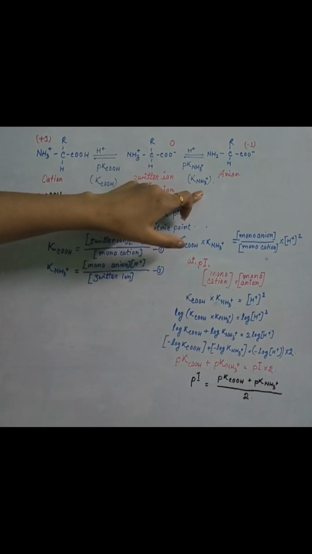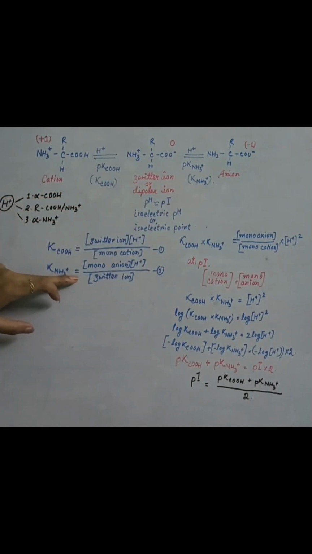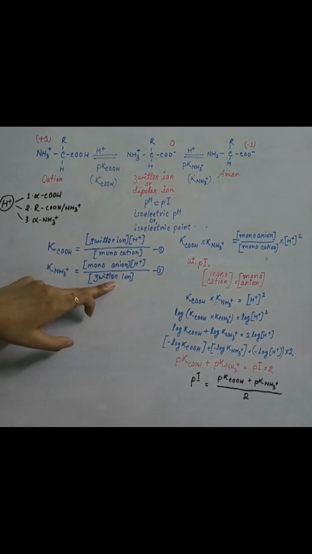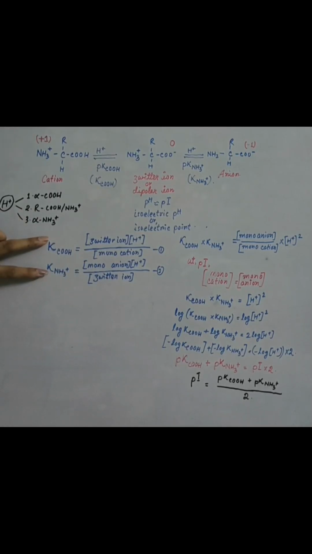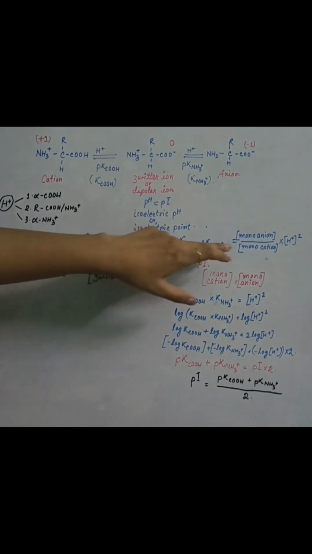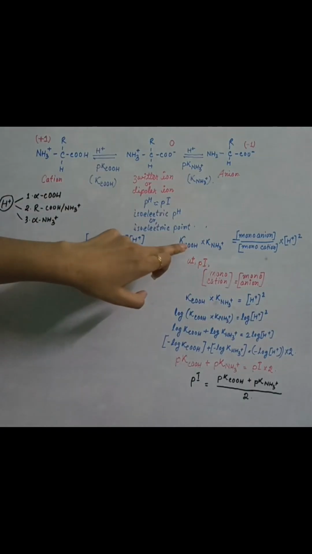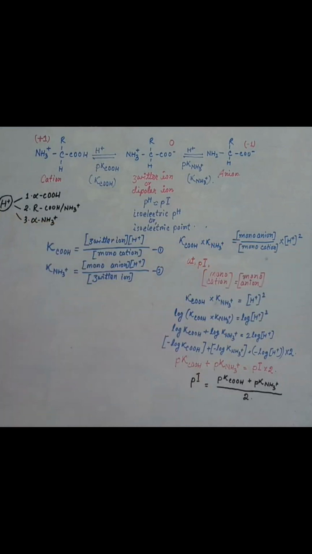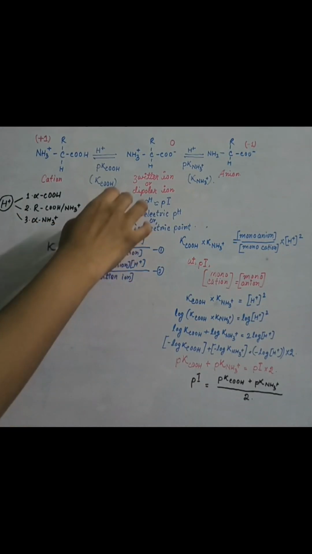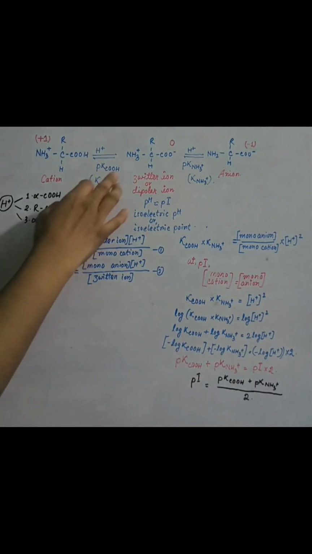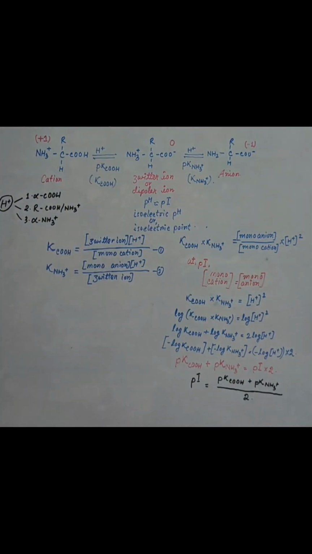Again, for the KNH3 plus, we get the monoanion and H plus as the products, and the zwitterion is the substrate here. Now these are the two equations we get. From these two equations, we multiply them and finally get this equation: KCOOH times KNH3 plus equals the monoanion divided by monocation times H plus whole square. Now we know that at the pI value, the cation and anion are in equal number. Therefore, these are basically cancelled out.